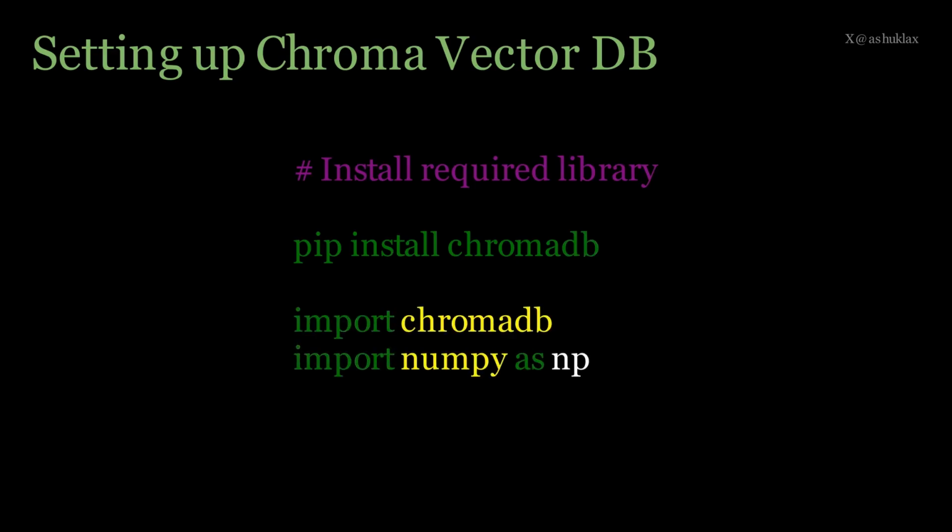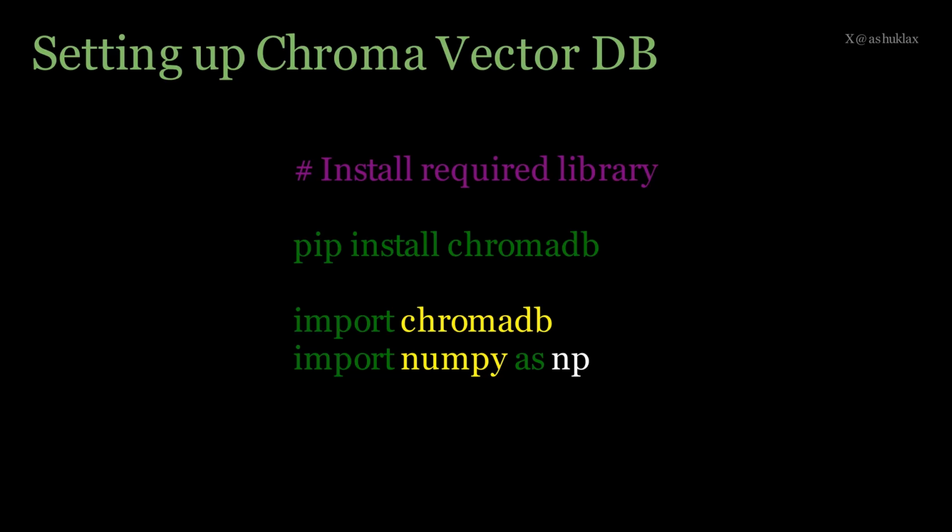First, we need to install the required library. It's very simple. Just issue the command pip install chromadb. This command is going to install the ChromaDB library using the Python package manager, pip. And then you write import chromadb. This line is going to import the ChromaDB library into your Python namespace, making its functions and classes available for use in the script.